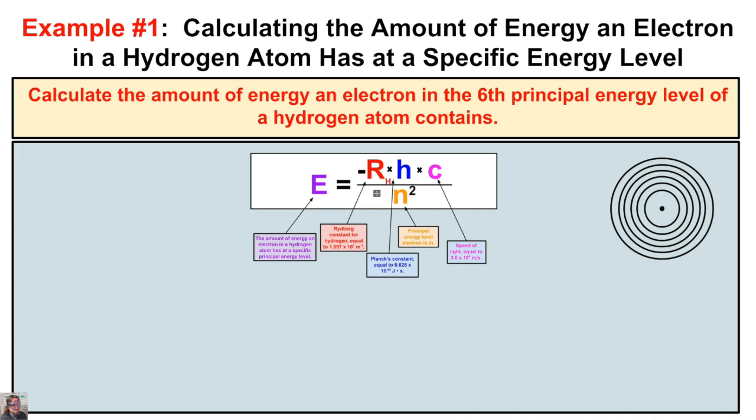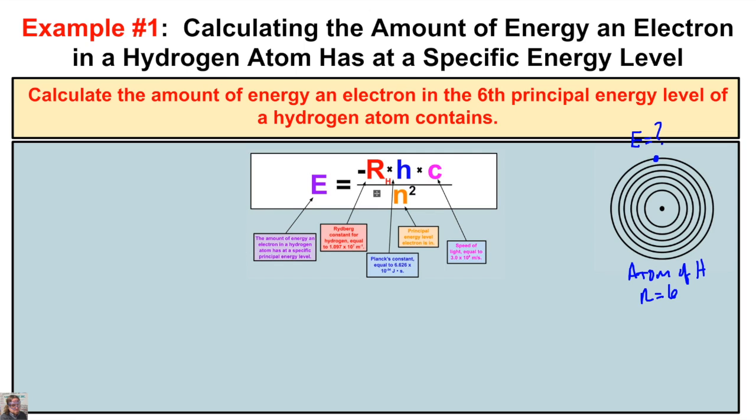In this first example, it says to calculate the amount of energy that an electron in the sixth principal energy level of a hydrogen atom contains. So we have an electron here. If this represents a hydrogen atom, we have an electron that is in the sixth principal energy level. Here's n equals 1, n equals 2, n equals 3, n equals 4, n equals 5, and n equals 6. So our electron here is in the sixth principal energy level, and we want to know how much energy this electron contains.